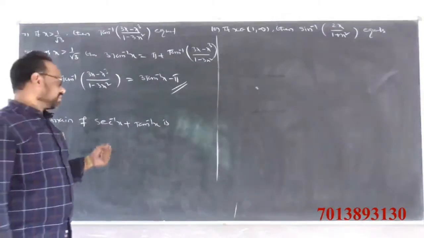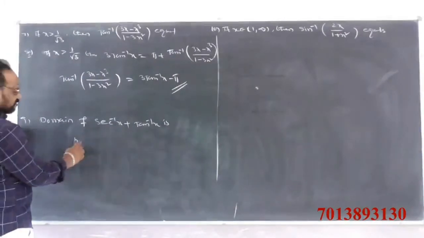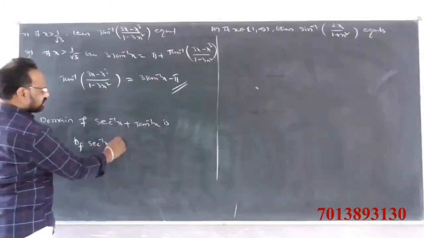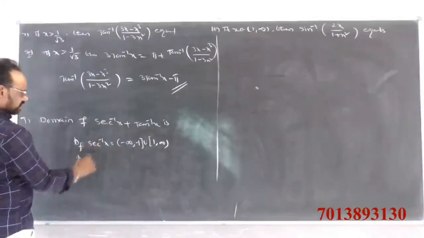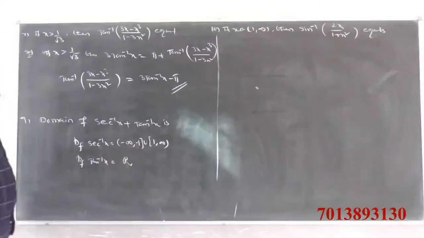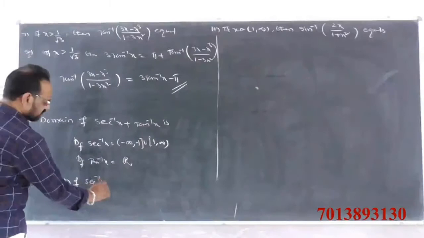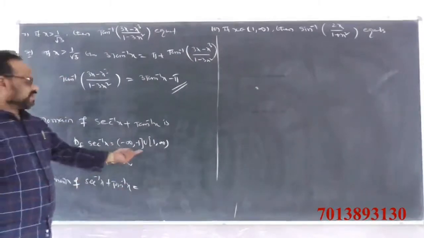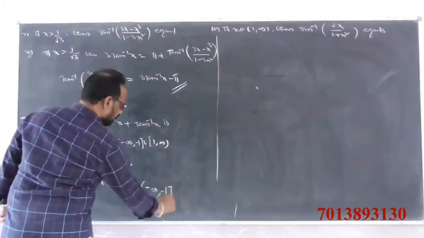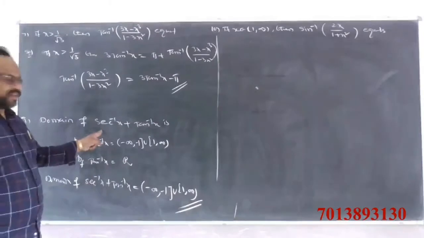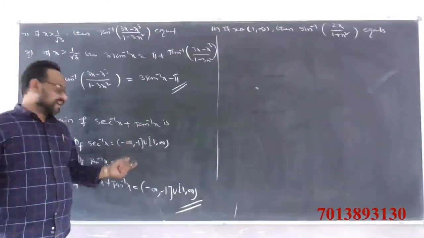Next, we want the domain of the function secant inverse x plus tan inverse x. The domain of secant inverse x is minus infinity to minus 1, closed, union 1 to infinity. The domain of tan inverse x is all the real numbers. For the domain of secant inverse x plus tan inverse x, we want the intersection of these two. The common part is minus infinity to minus 1 closed interval, union 1 to infinity, which is the intersection of these two functions.